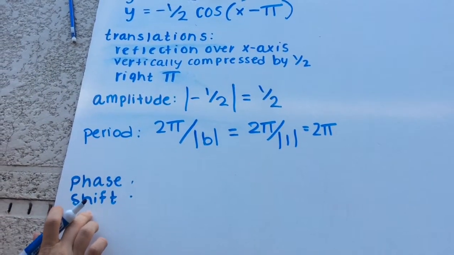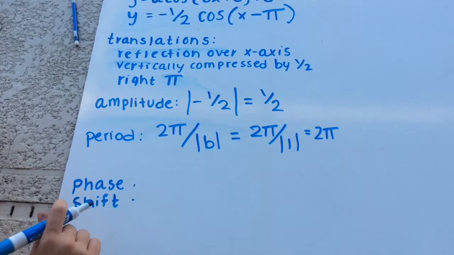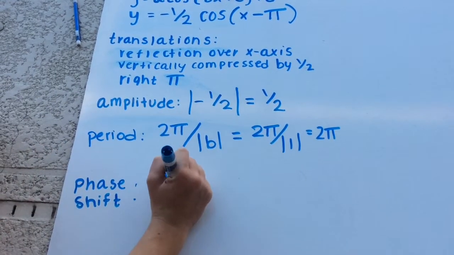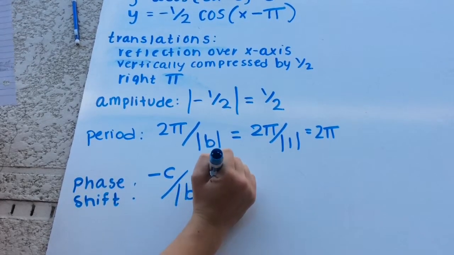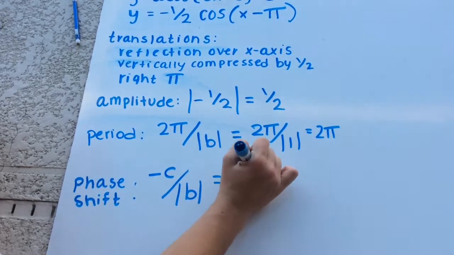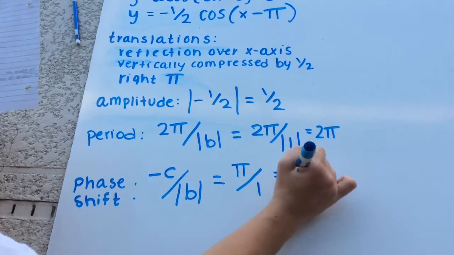Last, we're going to solve for the phase shift, which is the difference left or right of a horizontal function. The formula for phase shift is -c over the absolute value of b. So when we plug that in, we get pi over 1, which gives us pi.